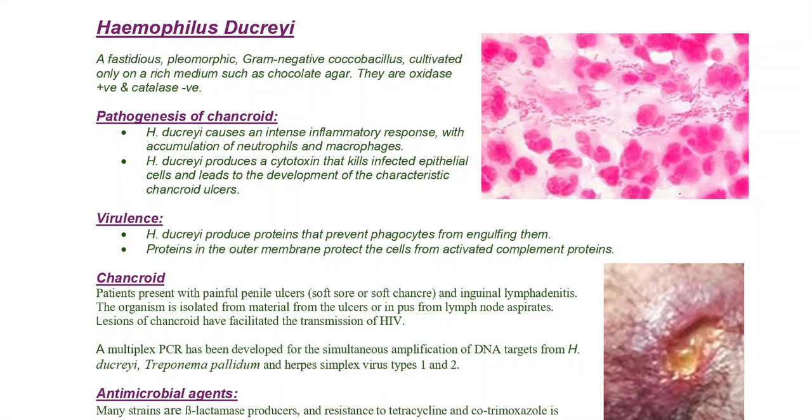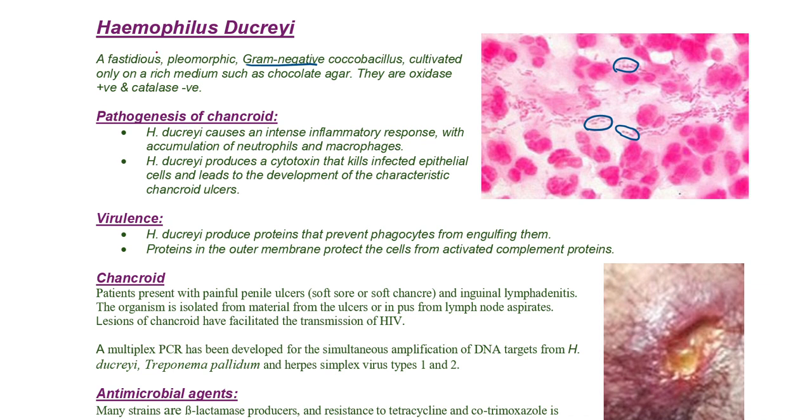Now we will discuss highlights on the microbiology of Haemophilus ducreyi. Haemophilus ducreyi are fastidious, pleomorphic, gram-negative coccobacilli. As you can see here, they are pleomorphic, have several shapes, and they are coccobacilli.